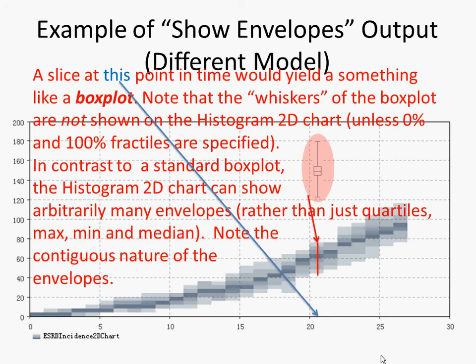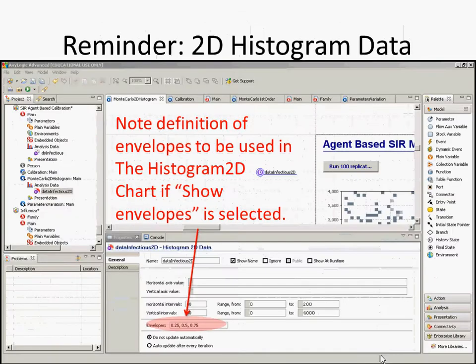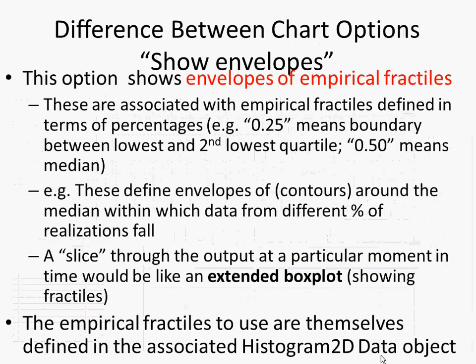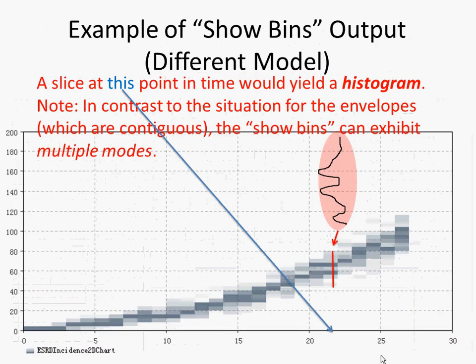So here we can show arbitrarily many envelopes. And you'll note that these are contiguous. In other words, they're all centered around the median. Importantly, folks, if you look at this point just after 20, this has a single mode to it. It sort of rises and then falls. So what we're showing is around the median, sort of where different fractions of all cases lie. If we looked at the bin case, what we'd see is at that same point, we have this bifurcation. Okay? We have this sort of, this is higher, then it's lower, then it's higher. But when you view it as sort of fractiles around the median, it may lie here.